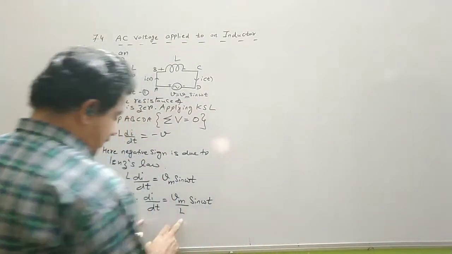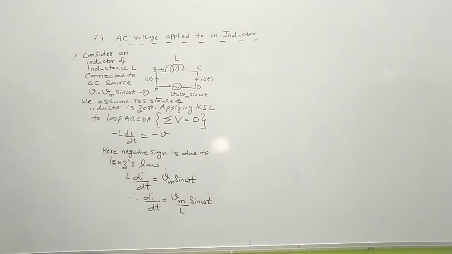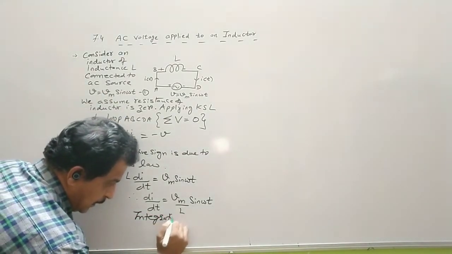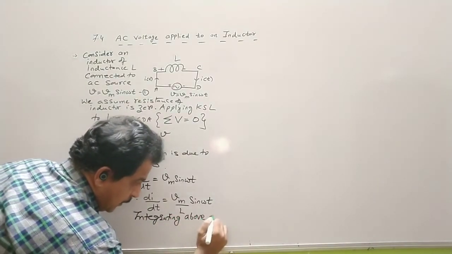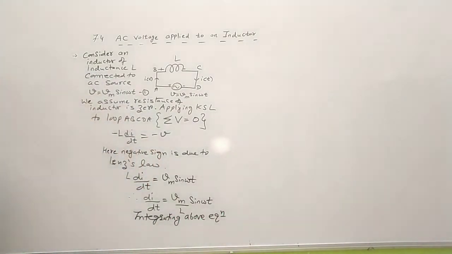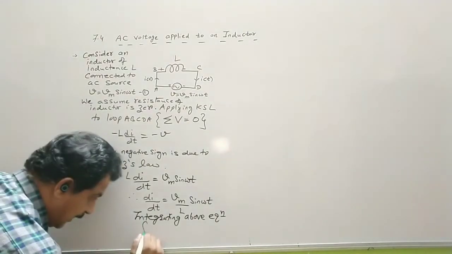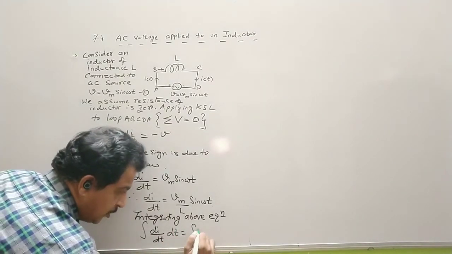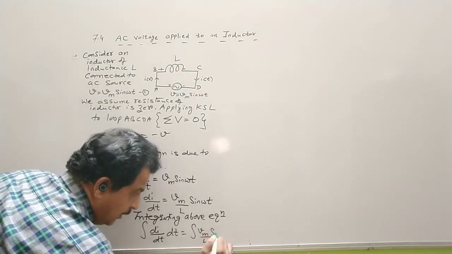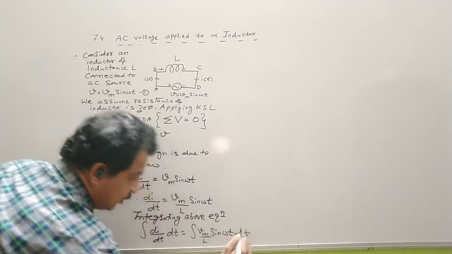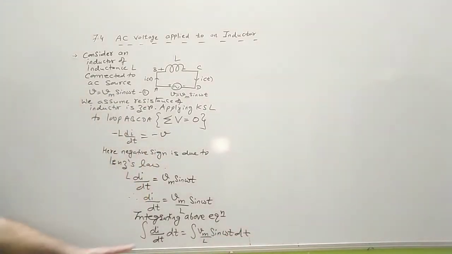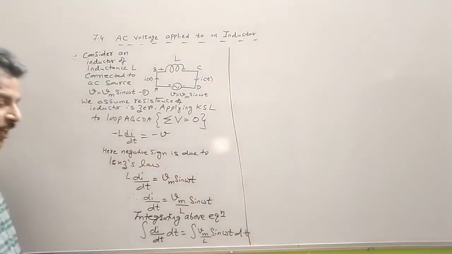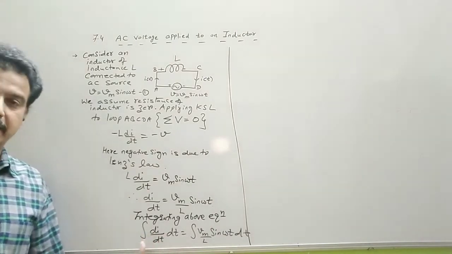Now we integrate this equation with respect to time. So integrating our equation with respect to time, so we write integration di by dt into dt, integration Vm upon L sine of omega t dt. That is, we are integrating both sides with respect to time. Again, we are going for an indefinite integral. That is, we don't consider the limits.